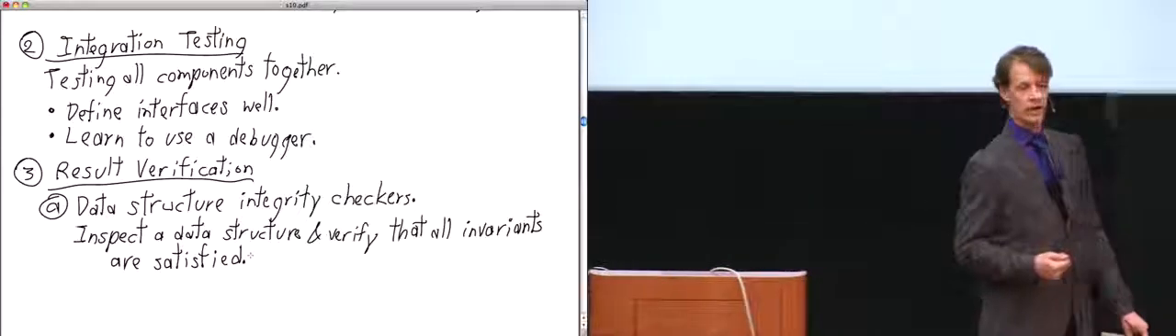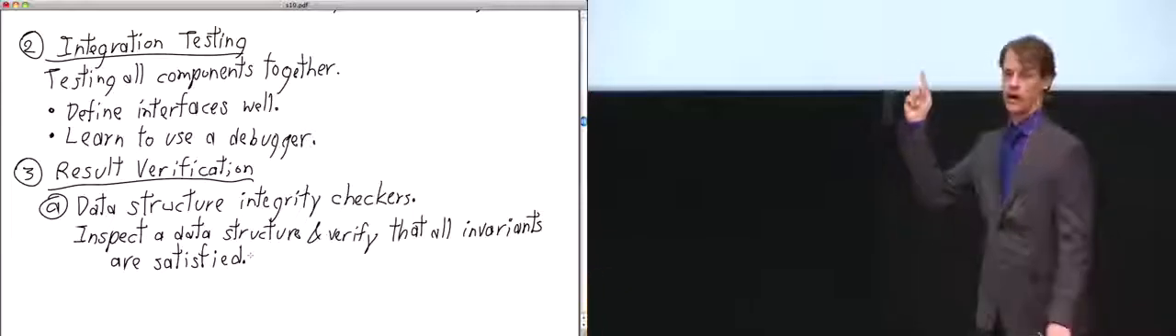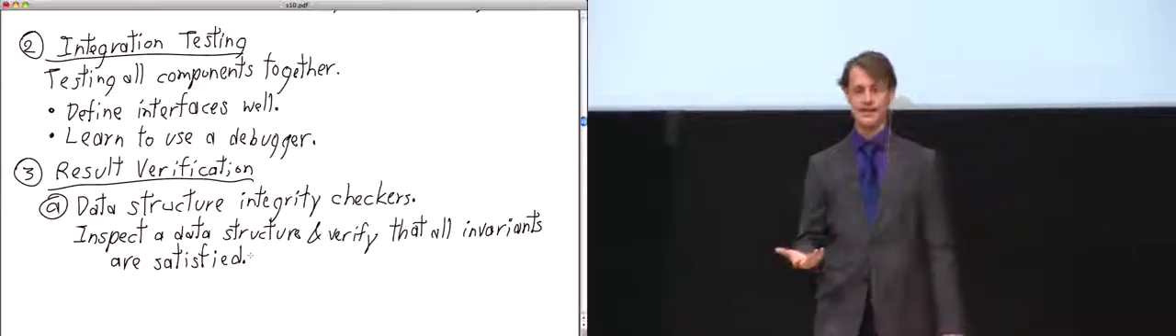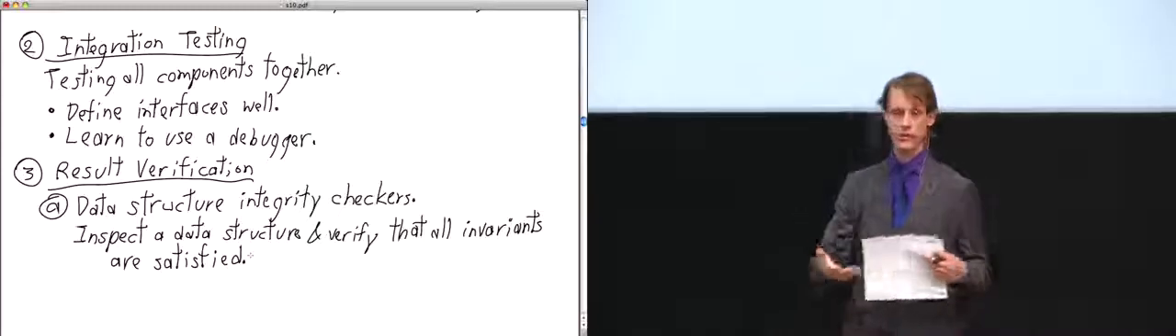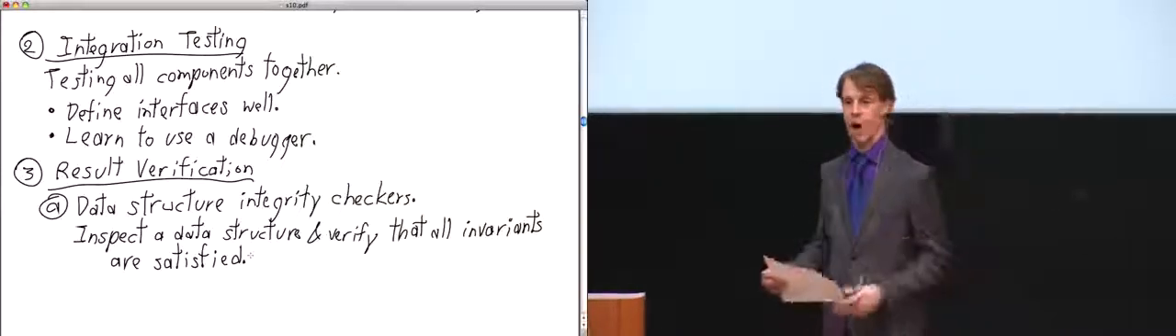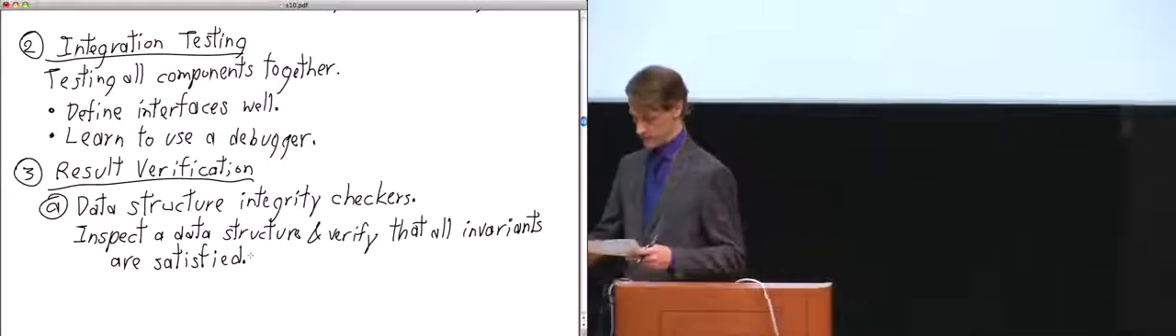In Project 1, I am asking you to write a data structure integrity method, which is a method called check. And it just goes through your run length encoding and makes sure that there's nothing obviously wrong with your run length encoding.